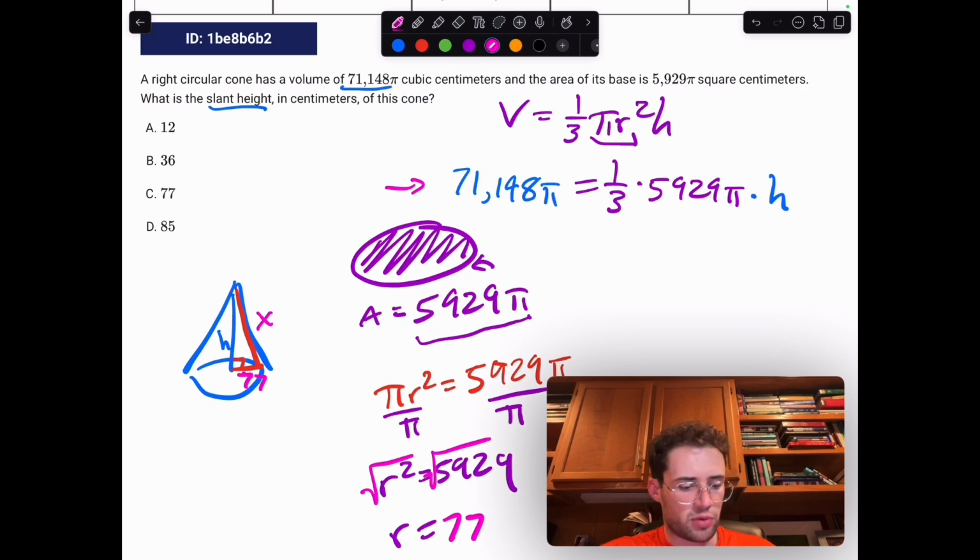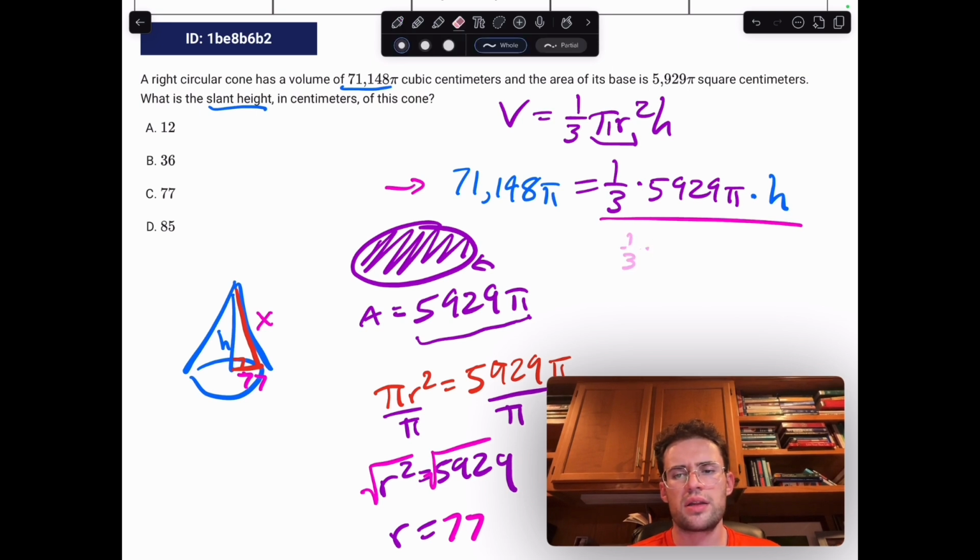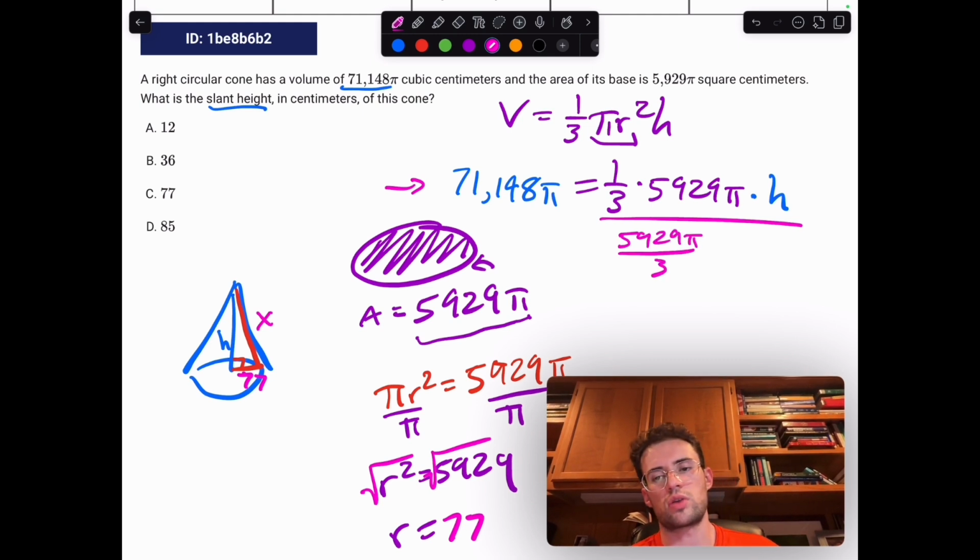1/3 times 5929 is not a whole number. So let's just leave that as a fraction for now. We'll divide both sides by 5929 pi over 3, which is basically like you're multiplying it by 3 over 5929 pi.